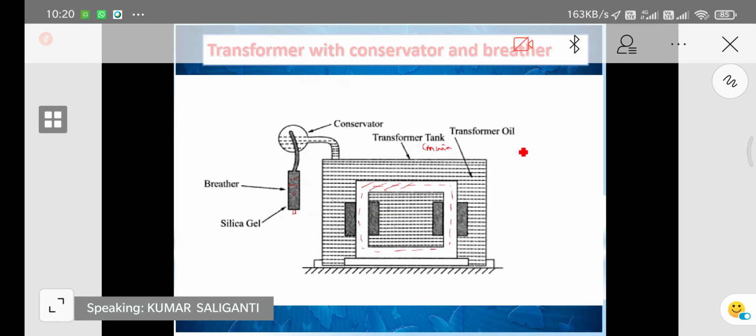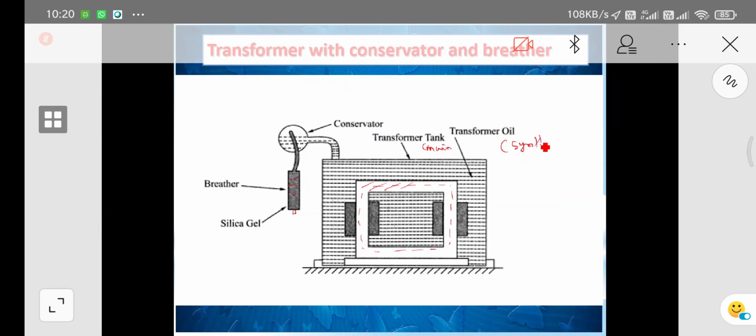This is the transformer oil. Generally the oil will be synthetic or mineral, and Askarel oil is mostly preferred.